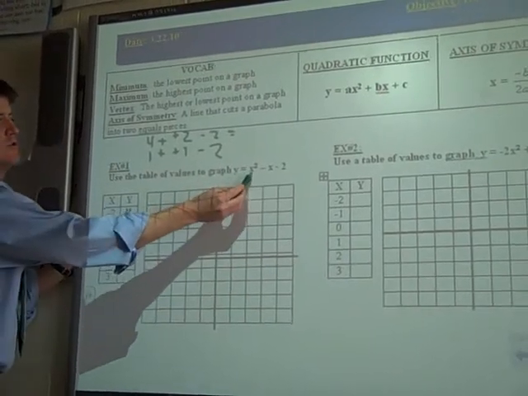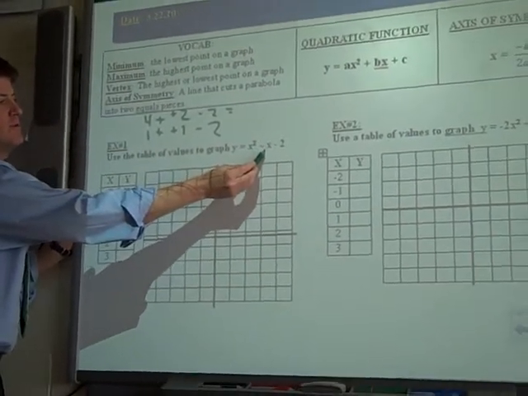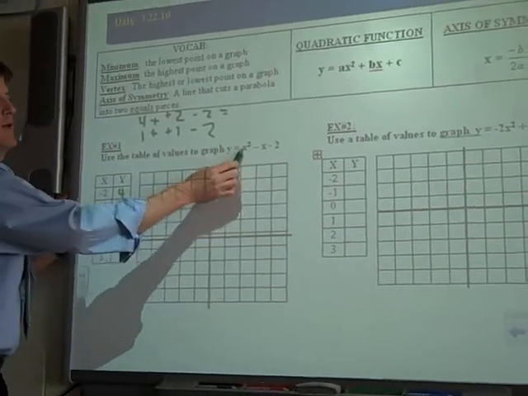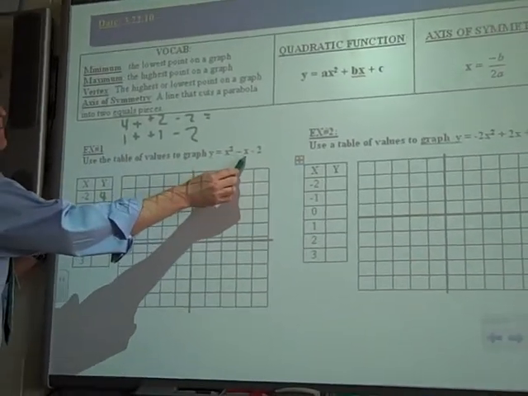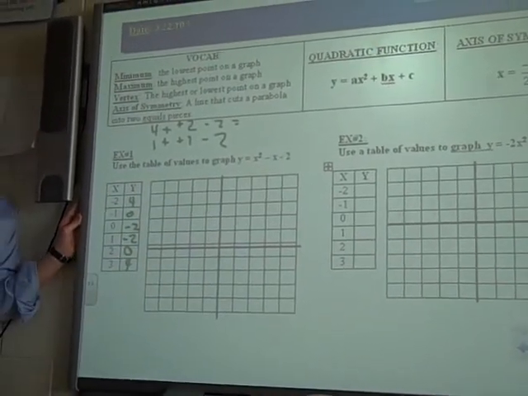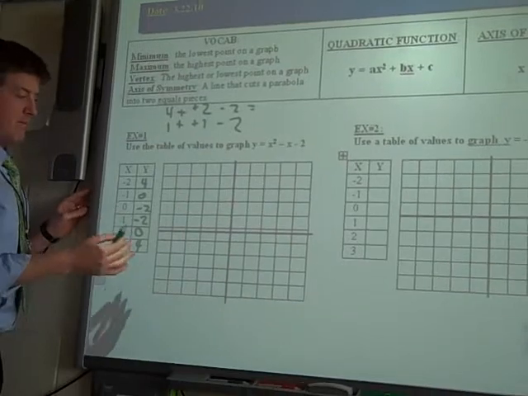2 in. 2 squared is 4. 4 minus 2 is 2. 2 minus 2 is 0. 0 again. I put 3. 3 squared is 9. 9 minus 3 is 6. 6 minus 2 is 4. Pretty simple, right? Now I just go in and graph it.